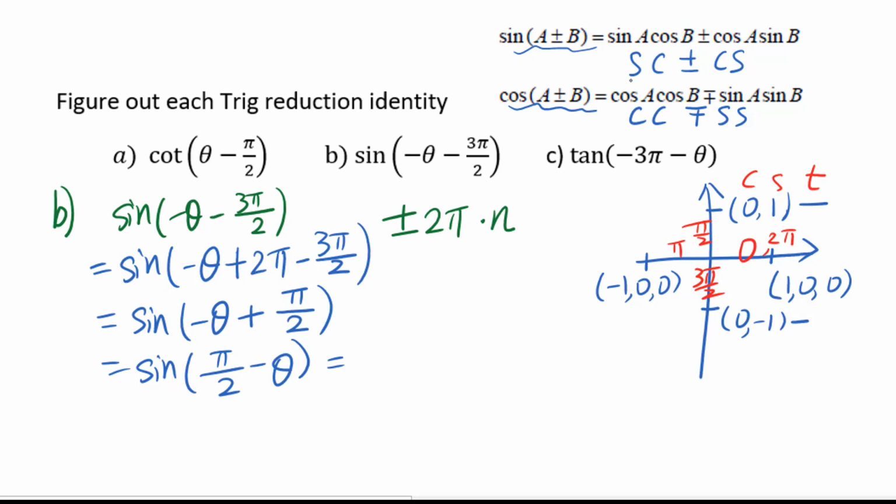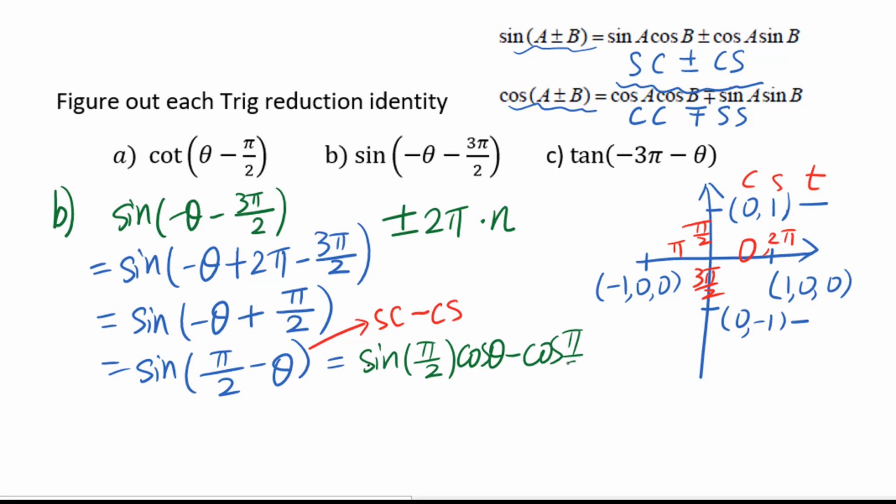Then we will use this formula to figure it out. For sine, you will have SC minus CS. So you will get sine pi over 2 cosine theta minus cosine pi over 2 sine theta. Cosine pi over 2 is 0. Sine pi over 2 is 1. So you get cosine theta. This is gone because it's 0. This will be your answer.